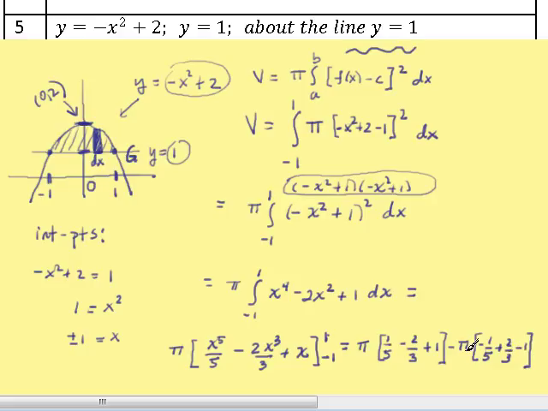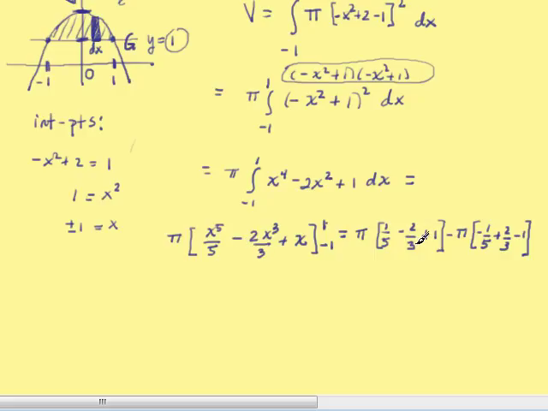Basically, this is equal to this once we multiply through by that negative, because we do have a symmetric region here. This and this are the same. So if we get a common denominator of 15, we end up with pi times 8 over 15, and over here again plus pi times 8 over 15. So we get pi times 16 over 15.